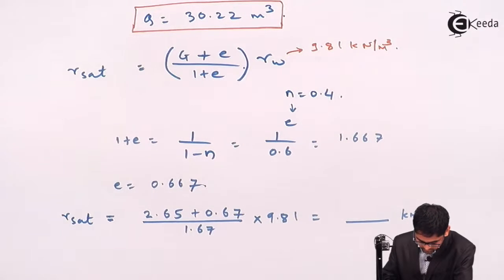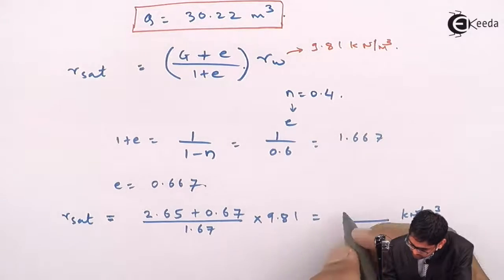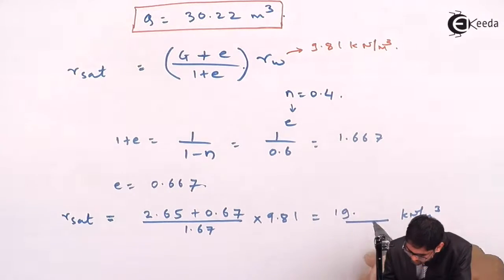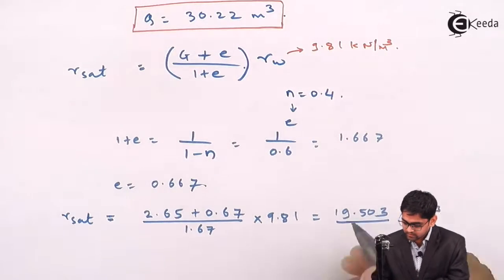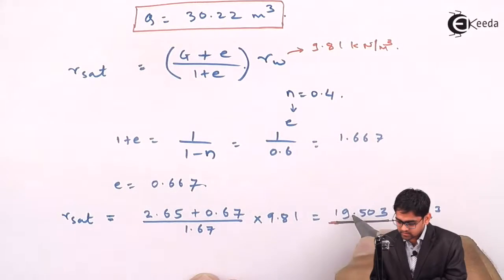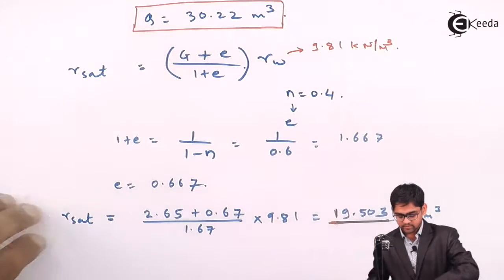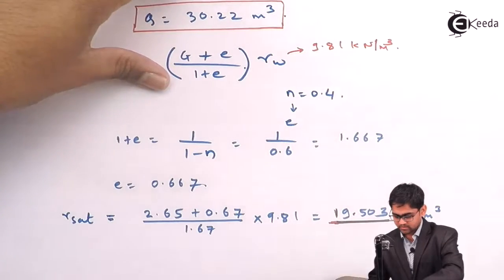2.65 plus... okay, fine. We'll get gamma sat as 19.503 kilonewton per m cube. So you must calculate this particular value, because this is very important in order to draw a total stress diagram.